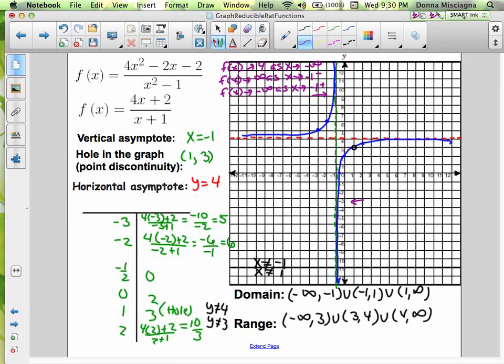And then as x gets larger, y heads right back to that asymptote. So f of x approaches 4 as x approaches infinity. And there we go. I'm just going to take out the arrows because we don't need those in there to stay.